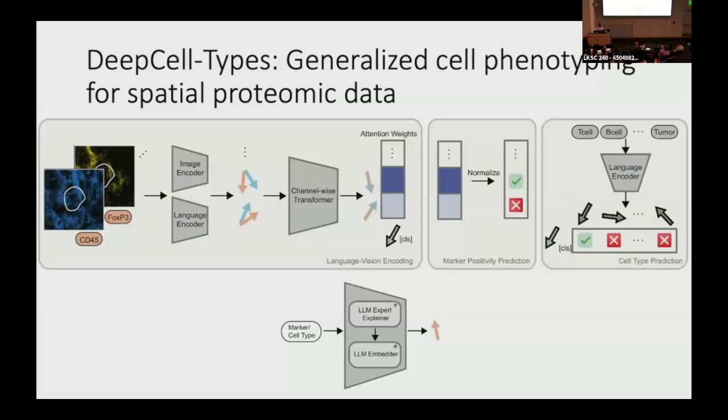And so we ask, hey, what do you think about T cells, B cells, tumors? What markers might they be expressing? Give me some biological information about them. And you'll end up getting vector summaries for the cell types as well.